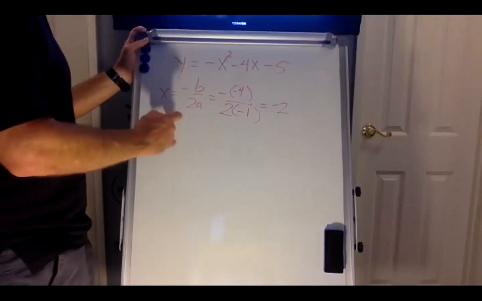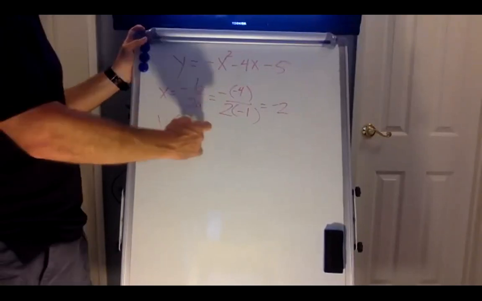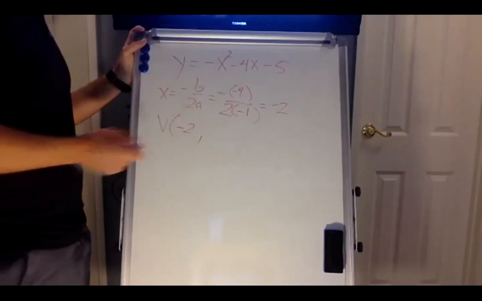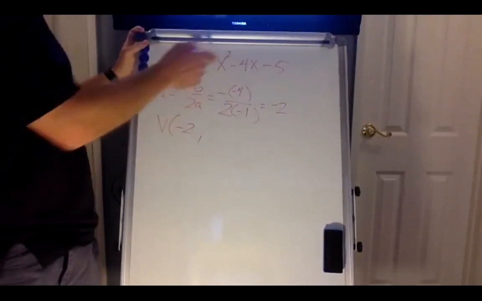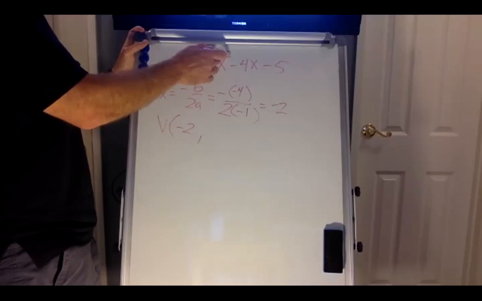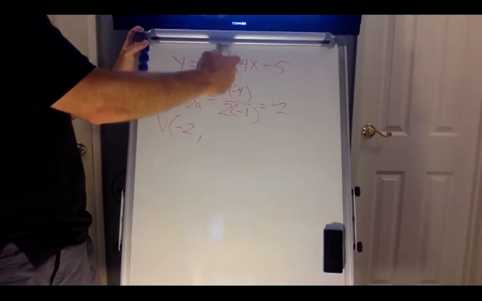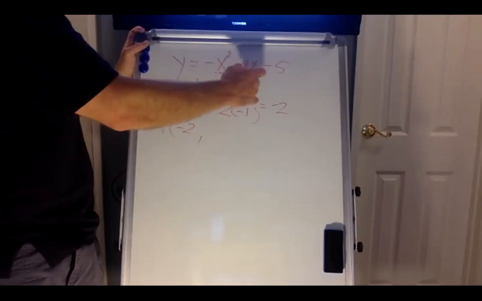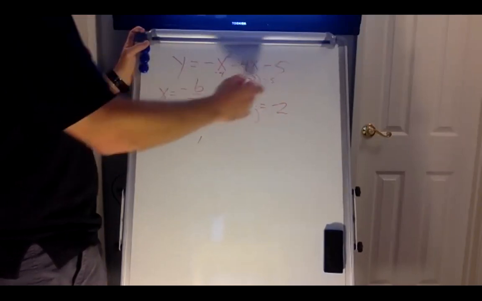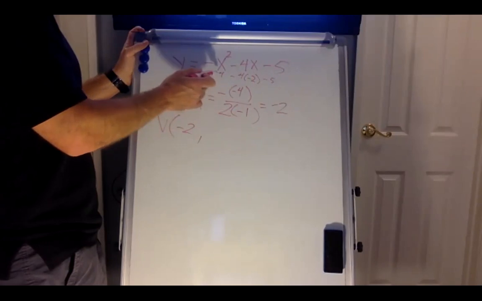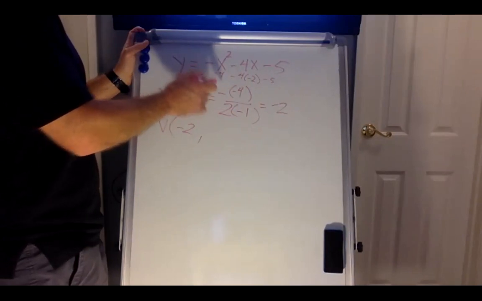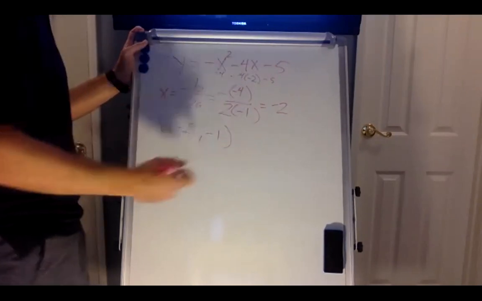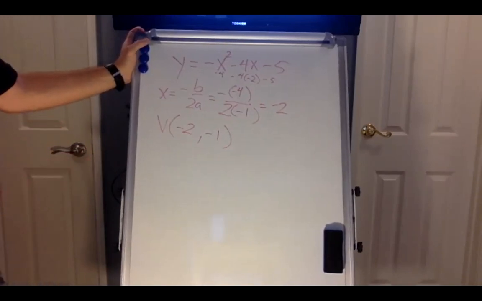Okay, so at your vertex, I usually like to put a V. It's negative 2, something. How do you find what the something is? Plug it in. Negative 2 squared is 4. That is negative. And I usually put it above or below. Minus 4 times negative 2, minus 5. So that's 8. Minus this 4 is 4. 4 minus 5, negative 1. There's my vertex.